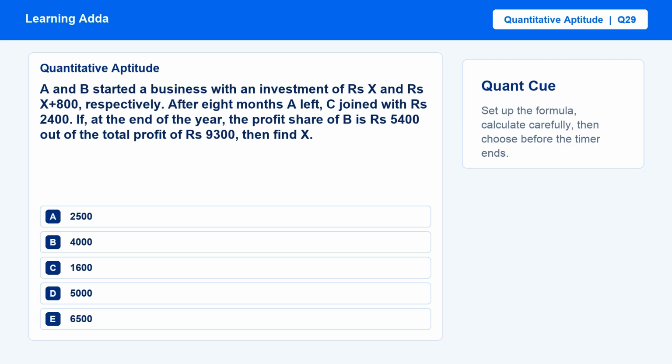Question 29. A and B started a business with an investment of rupees X and rupees X plus 800 respectively. After 8 months A left, C joined with rupees 2400. If, at the end of the year, the profit share of B is rupees 5400 out of the total profit of rupees 9300, then find X. Option A, 2500. Option B, 4000. Option C, 1600. Option D, 5000. Option E, 6500. The timer starts now.